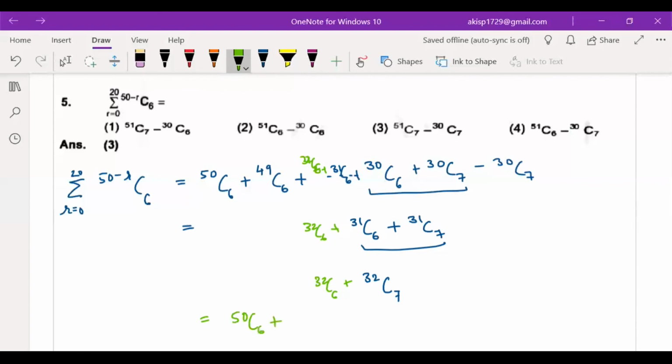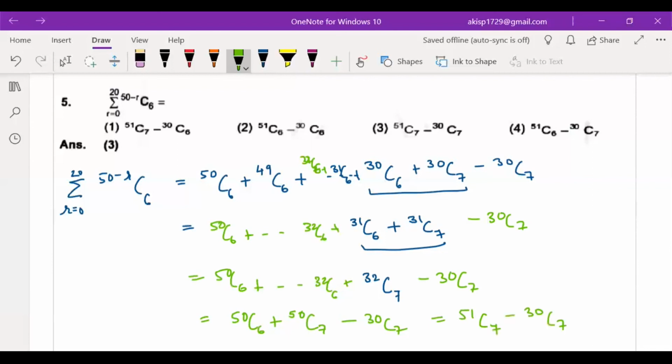So I'm going to get ultimately 50C7, and this minus 30C7 I keep as it is. If I just complete all the terms, this is what I have eventually. But then this again is nothing but 51C7 minus this 30C7 as it is. So it comes out as option number 3 in this case.